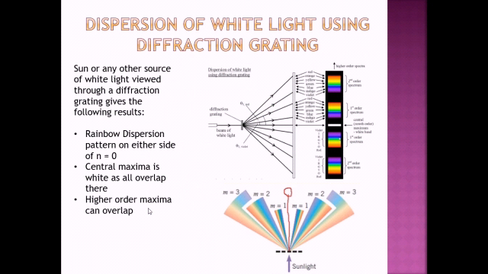Now, dispersion of white light using a diffraction grating. The Sun or any other source of white light viewed through a diffraction grating gives the following result. Rainbow dispersion pattern on either side of n equal to 0, as we have studied already. The central maxima is white as all colors overlap there. This also we have studied before. And higher order maxima can overlap. You can see when we go to higher orders like m equal to 2, m equal to 3, their maxima overlap at this point and this point.